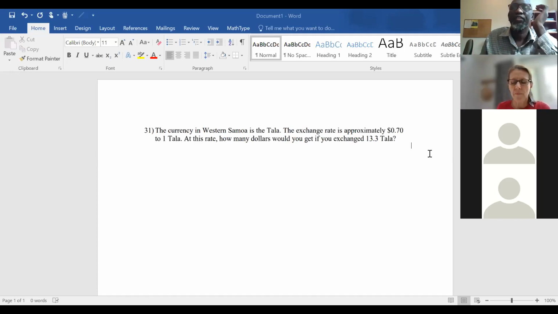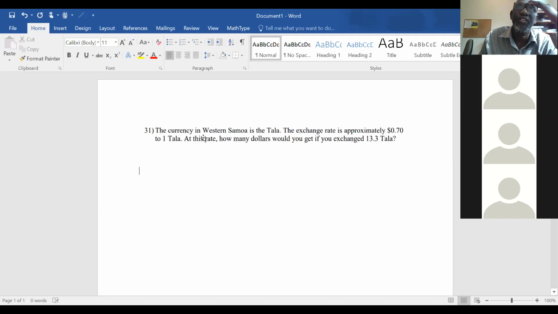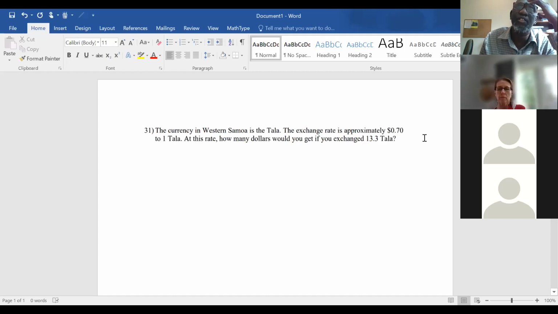All right, so let's do these applications right here. This is applications about proportions, right? The currency in Western Samoa is a tala, right? The exchange rate is approximately $0.7 to $1. At this rate, how many dollars would you get if you exchange 13.3?